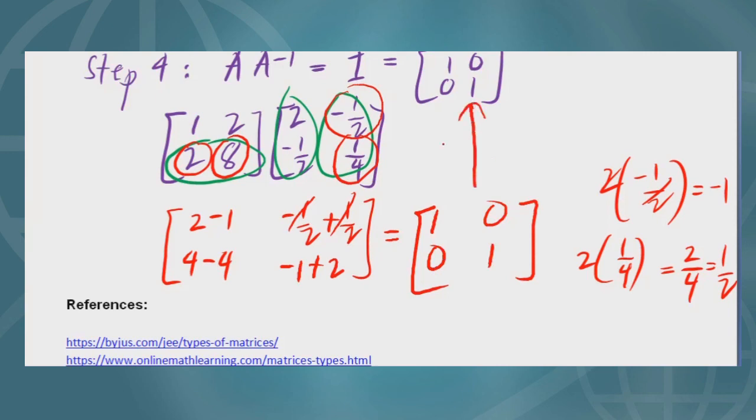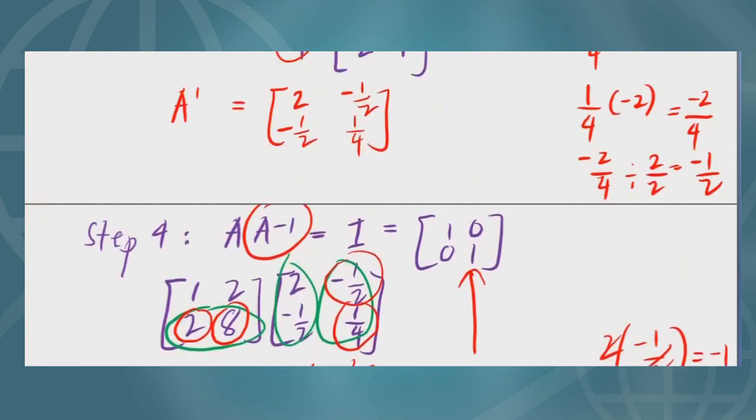Here, we came up with this identity matrix. That's why our inverse, which is what we are looking for, is correct. Given by the answer is this one. This is our inverse. Hope you understood this topic.